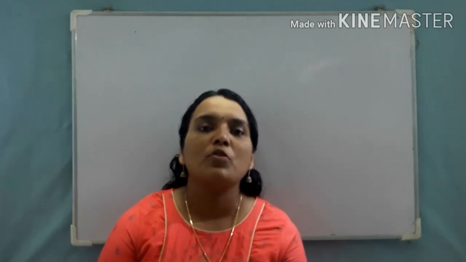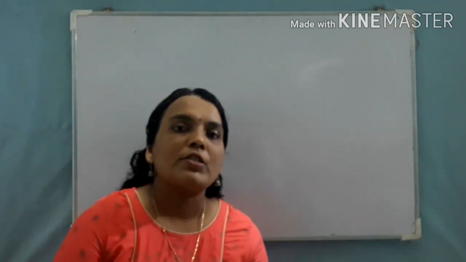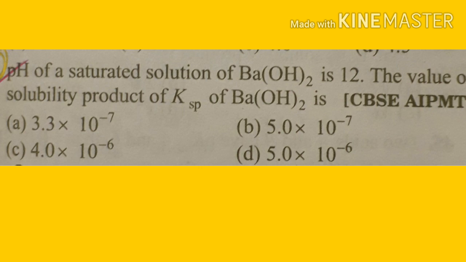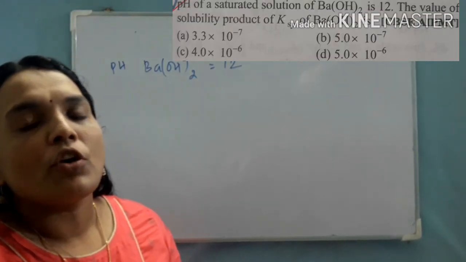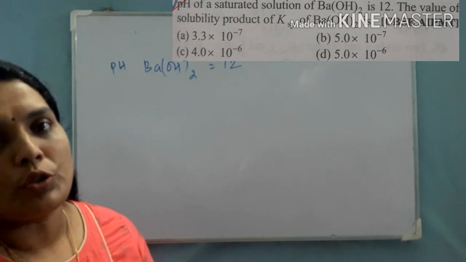Today let us discuss some most important problems from solubility product. First question. pH of saturated solution of barium hydroxide is 12. The value of solubility product, KSP, of barium hydroxide is? Listen, it is given pH of barium hydroxide is equal to 12.